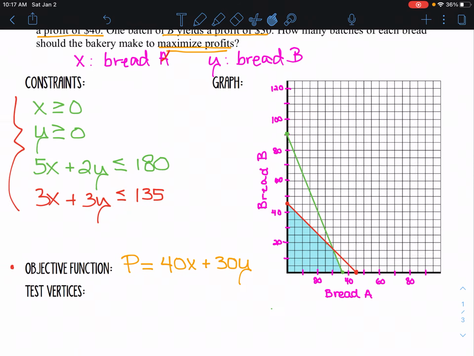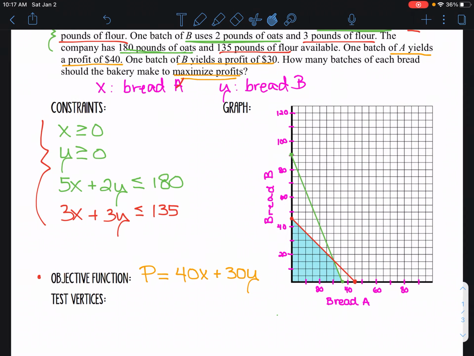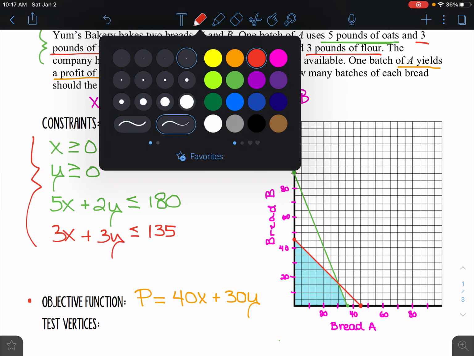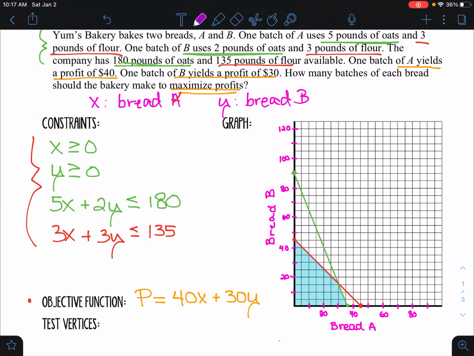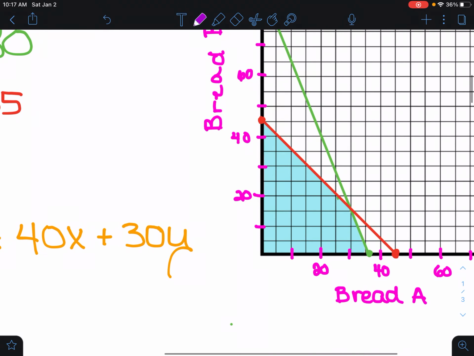But now the key thing here is we want to maximize profit. Remember back in here it says how many batches at the top. How many batches of each bread should the bakery make to maximize profits? Well, anything in that sort of aqua color will work, but we said last time that the maximum or the minimum is going to occur at the vertices. So the best option to either maximize or minimize has to occur at one of these corners. So that's the nice thing, I don't have to test all the points in here. I just need to test the corners.